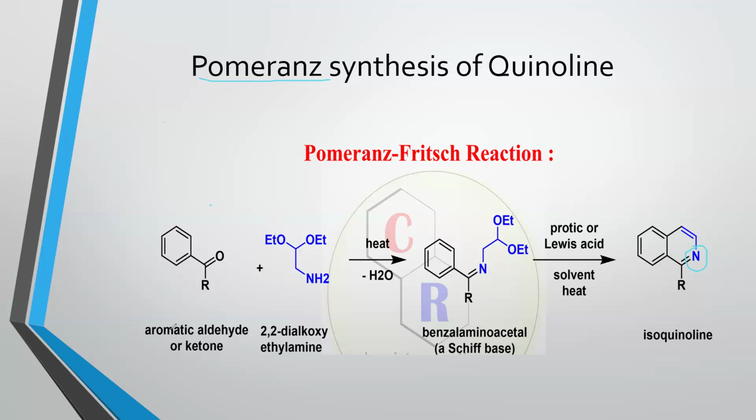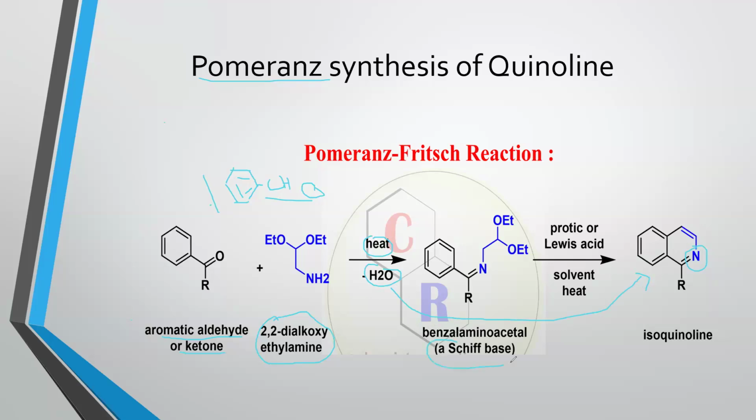So in the Pomeranz synthesis of isoquinoline, what happens? An aromatic aldehyde or a ketone, you can take benzaldehyde as a reference compound here. In place of R you can put hydrogen, or any other R group. So aromatic aldehyde or ketone, when it reacts with, this is very important, 2,2-dialkoxyethylamine, and this mixture is heated. After removal of water, it will give me an isoquinoline.